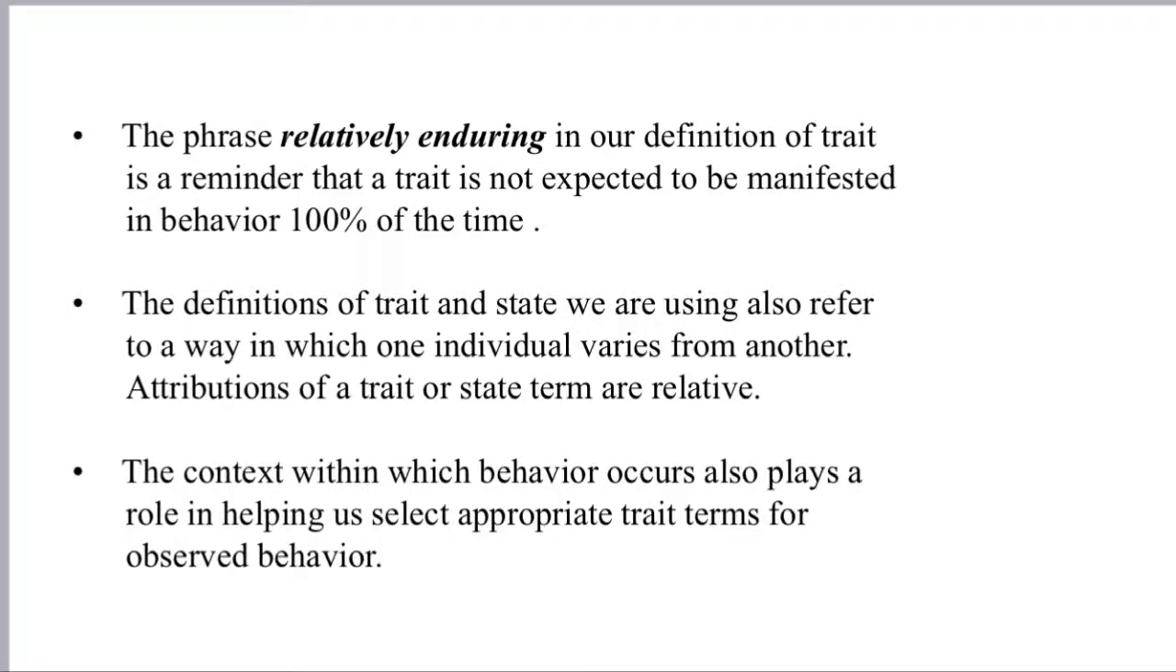So, the phrase "relatively enduring" in our definition of trait is to remind us that a trait is not expected to be manifested in behavior 100% of the time. The definitions of trait and state we are using also refer to a way in which one individual varies from another. Attributions of a trait or state term are relative. The context within which behavior occurs also plays a role in helping us select appropriate terms for observed behavior.